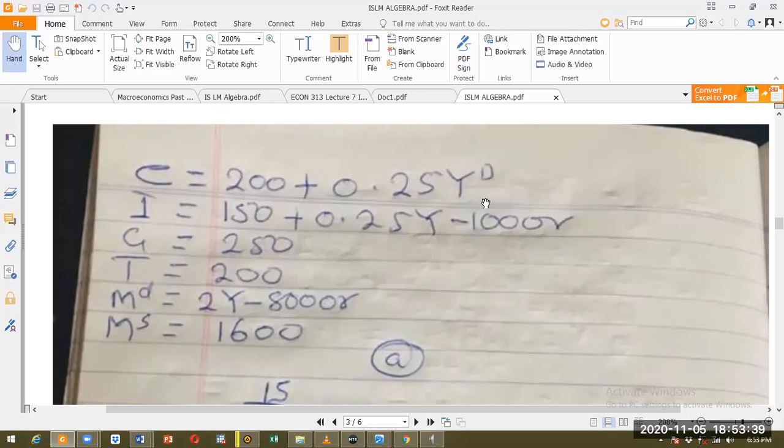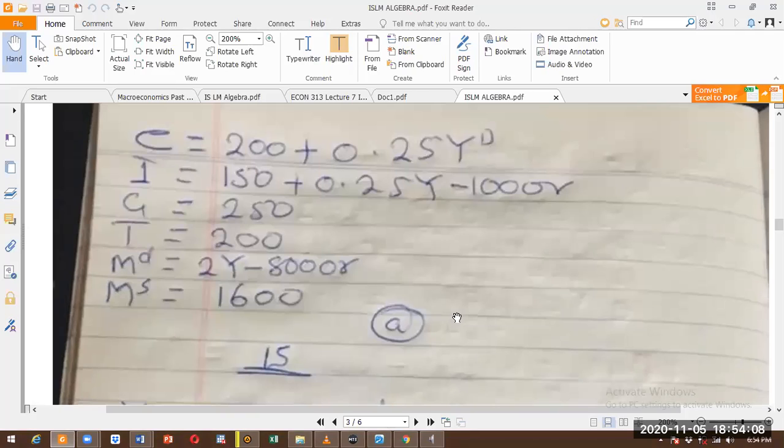So this is an example. These are the equations that we have from an economy. This is our consumption function. This is our investment function. Government spending, tax, money demand. You see that this one they didn't bring the autonomous, and then money supply is giving us 1,600.